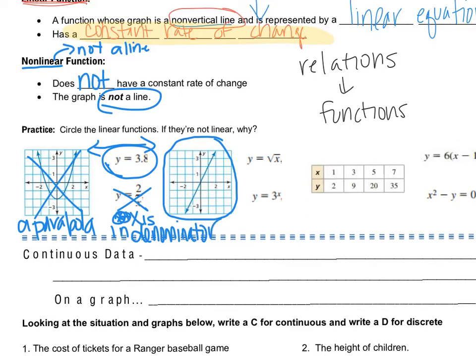If I look at the next one over here, y equals the square root of x, notice it does just have x, but it has this square root symbol. If it's got that square root symbol, it's also not linear, and it's not linear because it has a square root symbol. If I look at the next one, y equals 3 to the x, notice x is my exponent, so this is actually called an exponential function.